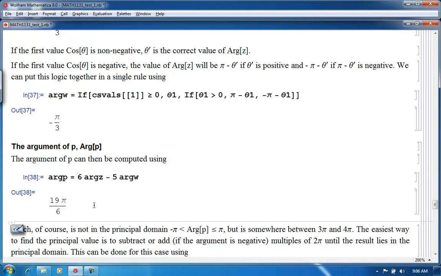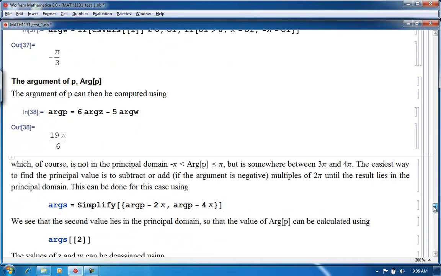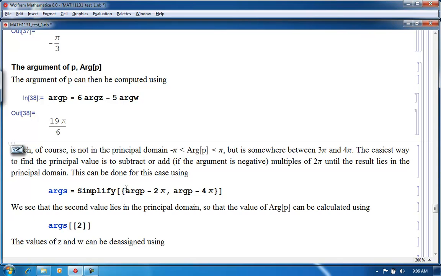Now, this is not in the principal range, and the way we get it into the principal range is to keep subtracting, or adding if this was negative, amounts of 2 pi until we get an angle in the principal range. Well, we can do that by subtracting 2 pi off and 4 pi off and see what we get.